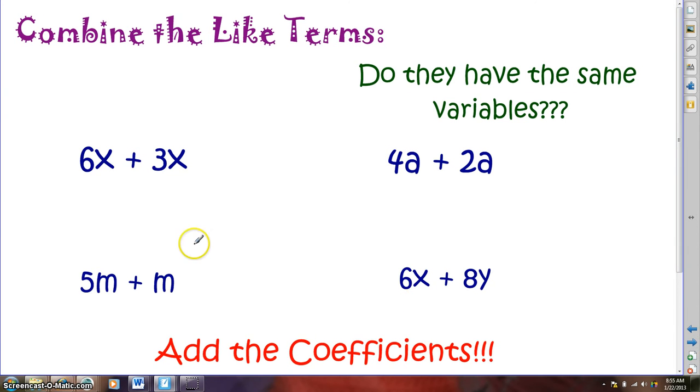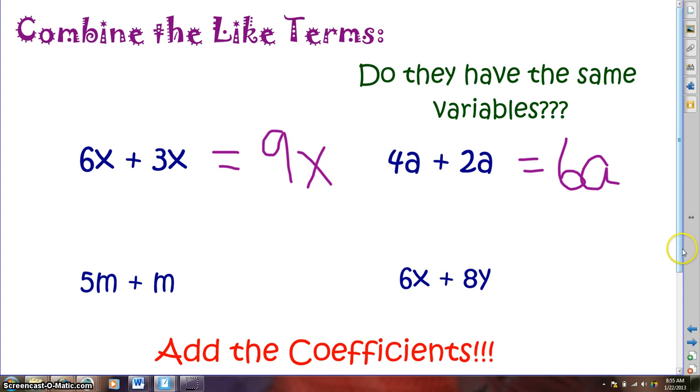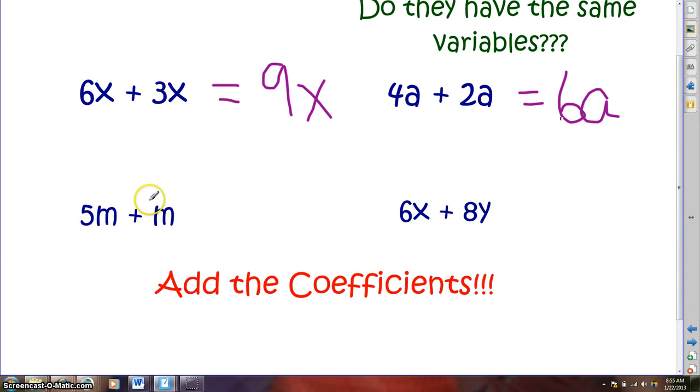So let's try a few of these. First I have to decide, do I have like terms? And if I do, I add the coefficients, but I don't change the variable. So 6x plus 3x would make, that's right, 9x. 4a plus 2a, if I think of these as an object, like 4 apples plus 2 apples, that gives me a total of 6 of them, so 6a. If I have 5m plus m, we have to think for a minute, how many m's do I have here? I have 1, and if it helps you, you can write the 1 in front of it. So 5m plus 1m makes 6m.